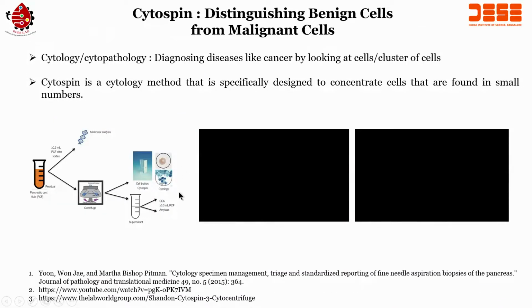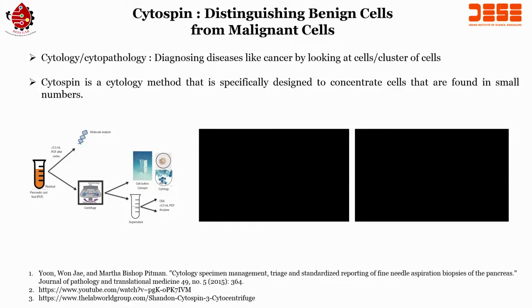Now, how to use cytospin, and why we have to use cytospin for delineating benign and malignant cells. Why is it very important? I already told the importance of that: it is so that we can understand the cell morphology, and whether the cell shape is changed or not. Now, the diagnosis of diseases like cancer by looking at clusters of cells is done with the help of cytology. Cytospin is a cytology method that is specifically designed to concentrate cells that are found in small numbers.